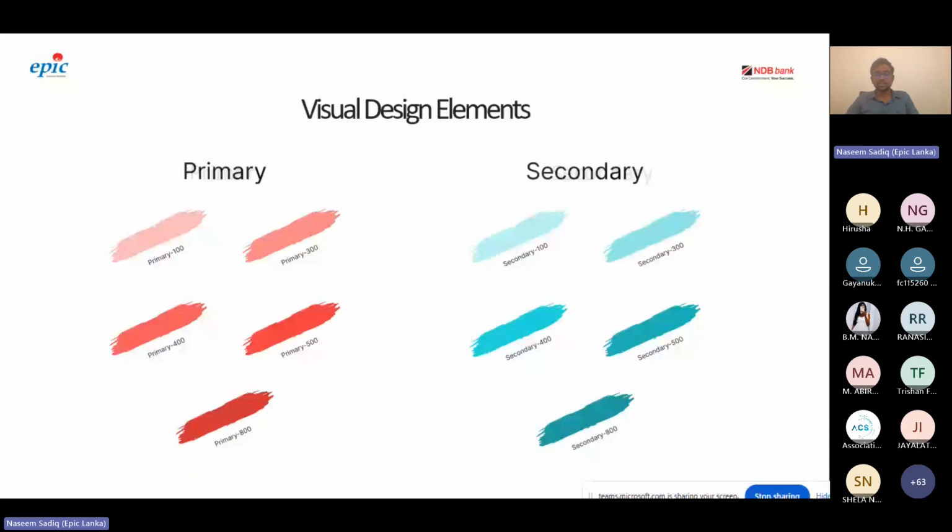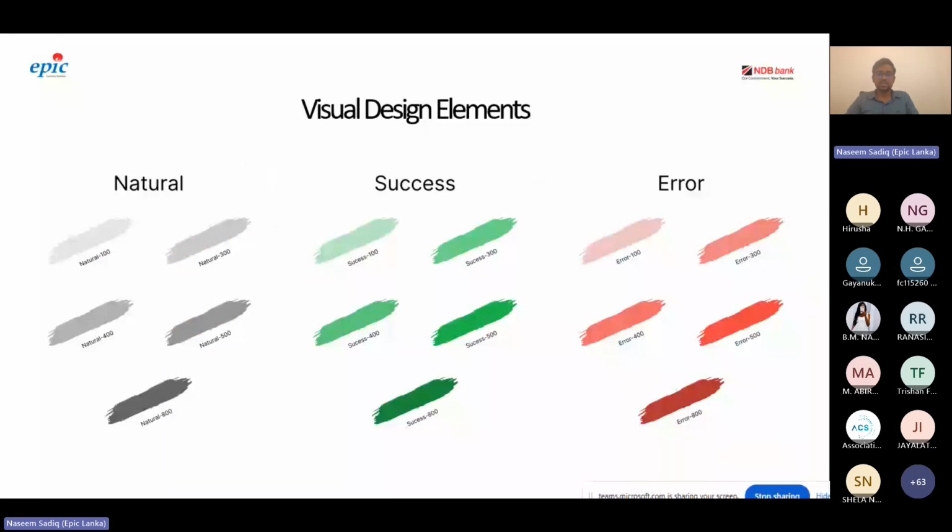What are your primary colors? What are your secondary colors? How do the success messages and error messages look? So this is what I'm trying to emphasize.